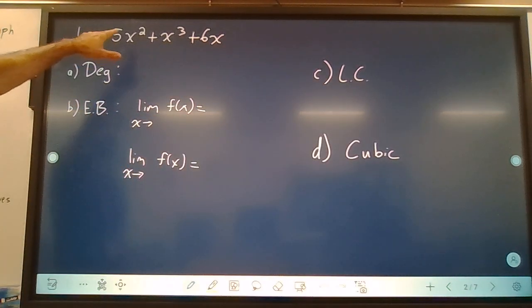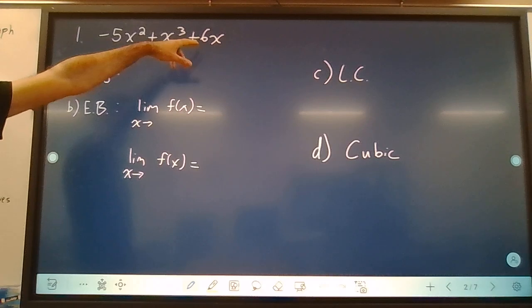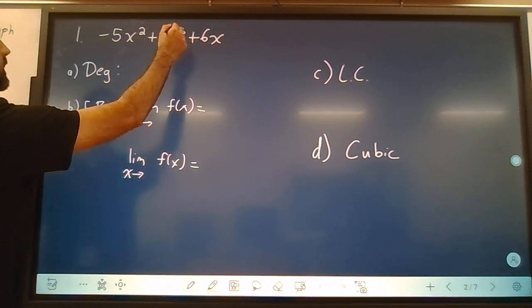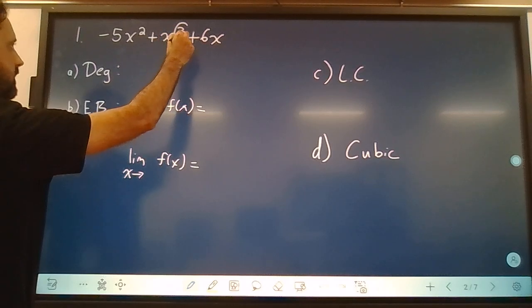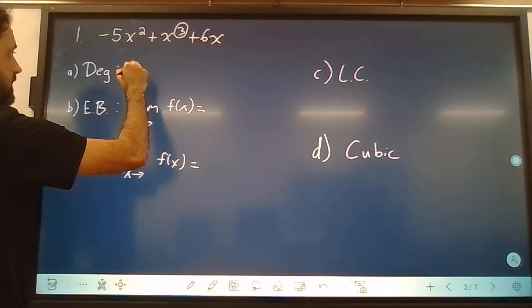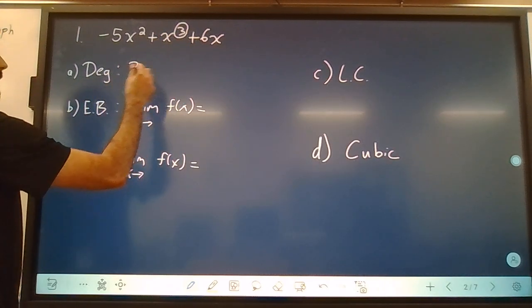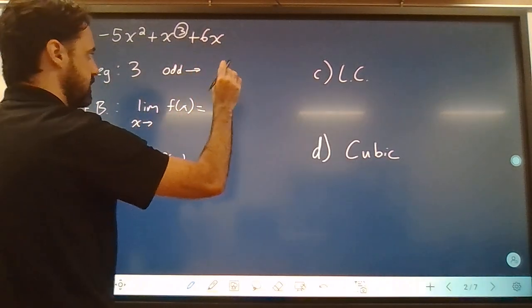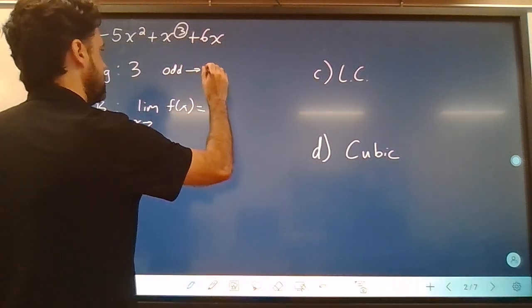So this is what's known as standard form here, excuse me. Nothing is factored. Right, so because nothing is factored, we look for the largest exponent here. Okay, that number is our degree. And because this number is odd, it tells us that the ends of the graph are going to go opposite directions.